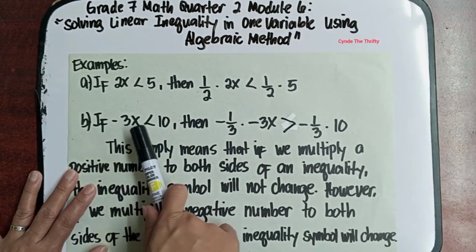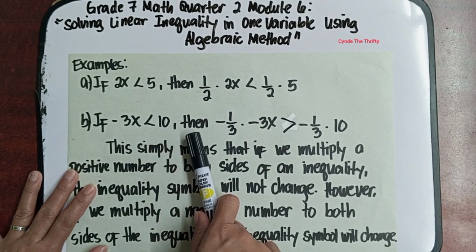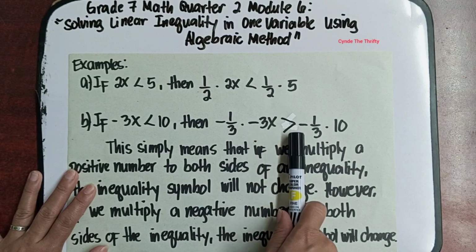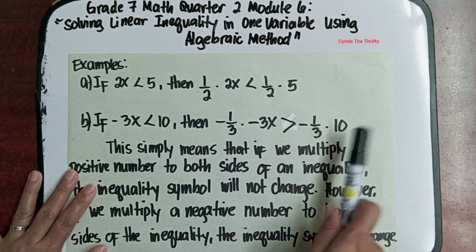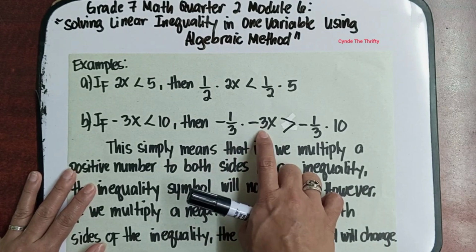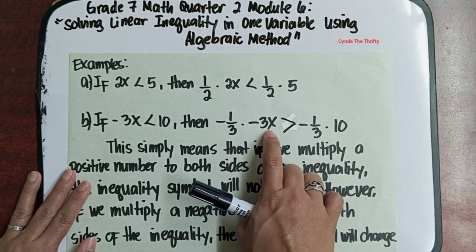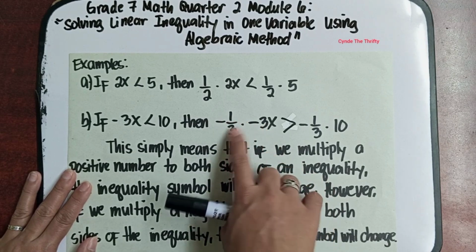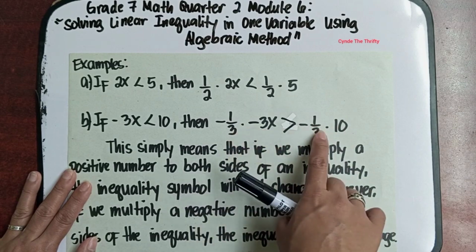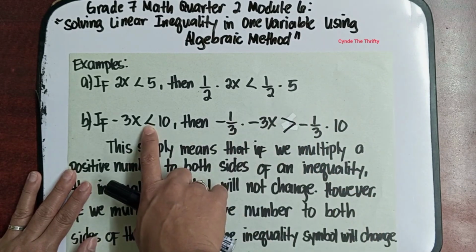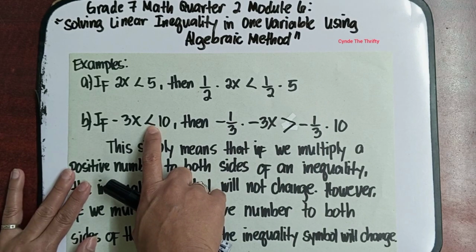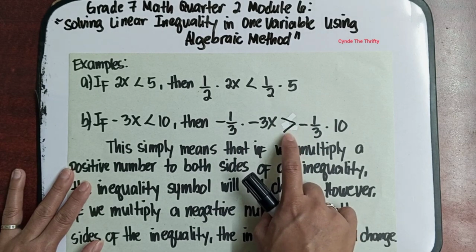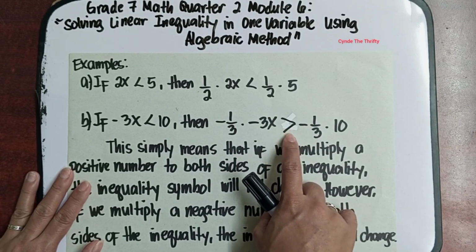Another, if negative 3x is less than 10, then negative 1/3 multiplied by negative 3x is greater than negative 1/3 multiplied by 10. Okay, so dahil negative 3 ang ating numerical coefficient sa ating x, ang kabaliktaran ni negative 3 is negative 1/3. So, minultiply natin both sides ng negative 1/3. Take note, dito sa ating given is less than ang nakalagay. Pagkatapos nag-multiply tayo ng negative reciprocal, anong nangyari sa ating sign? Naging greater than. So, nagbago ang ating sign.